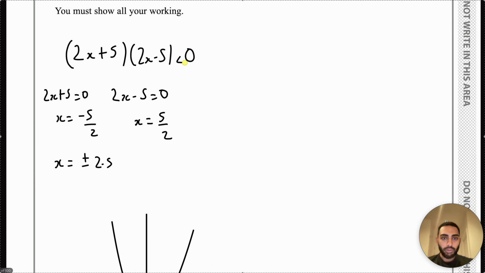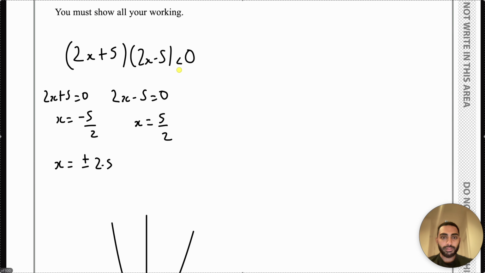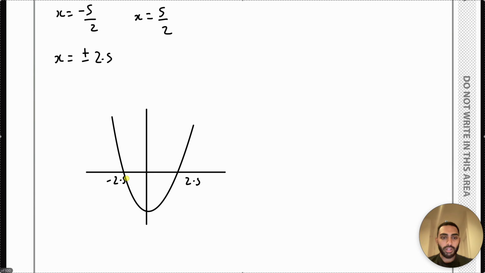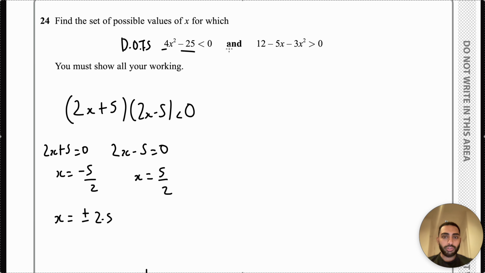For this graph, we're looking for when this line is below the x-axis, because that's when it's below 0, when it's less than 0. So I'm looking for all of these values when it's below the x-axis. It's between negative 2.5 and less than 2.5. We're going to draw this other one on, but first we're going to have to simplify it a little bit.